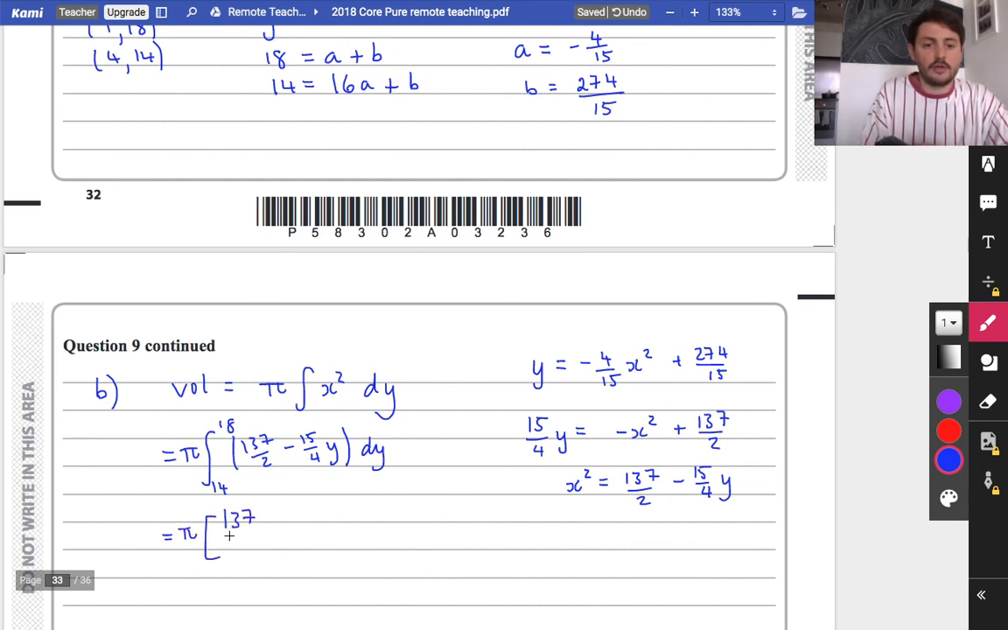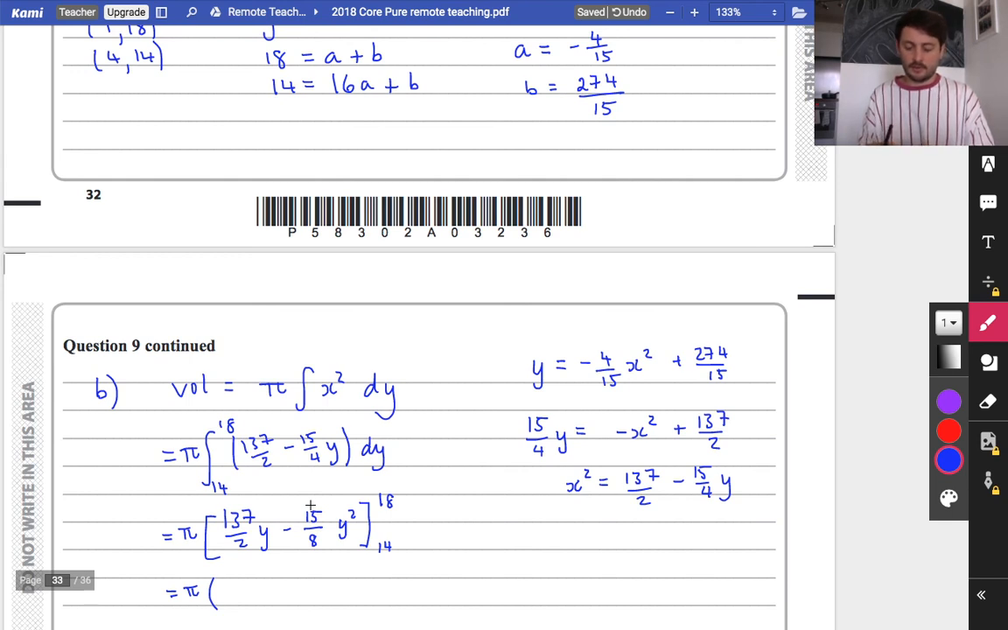So I get 137 over 2y minus 15 over, well, I'm increasing the power to 2 and I'm also going to divide by that. So it's minus 15 over 8y squared, and that's between 14 and 18. So I'm going to substitute 18 into this. I'll store it in my calculator. So that's 137 times 18 over 2 minus 15 times 18 squared over 8.